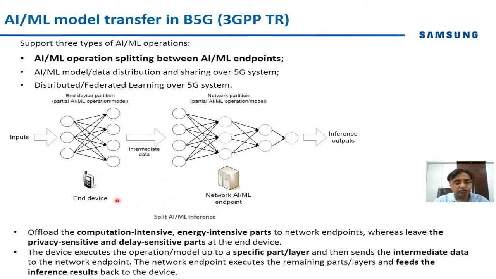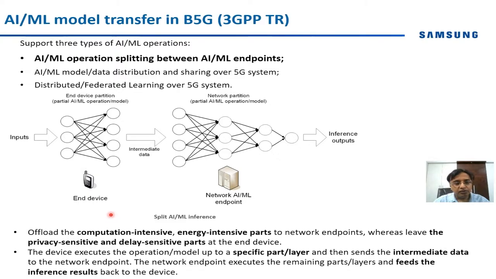But if it is possible to split it and do it in parts, that would really be interesting, so that some of the privacy sensitive or delay sensitive parts can be done on the end device, right? There is a lot of concern about sharing everything from the device because it has some private data. So if that is already processed on the end device, then we can transmit only part of it to the network to carry out the remaining aspects, right? So if we can offload the computation intensive or energy intensive parts to network endpoints and leave the privacy and delay sensitive parts to the end device, that would be a great way to do it.